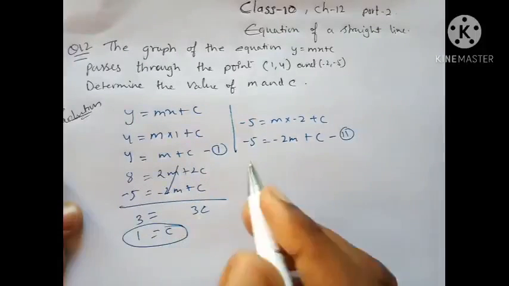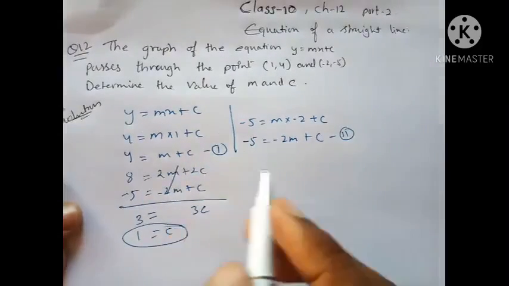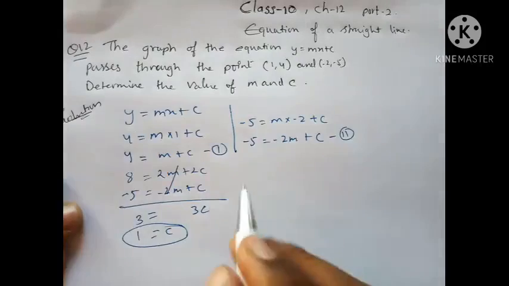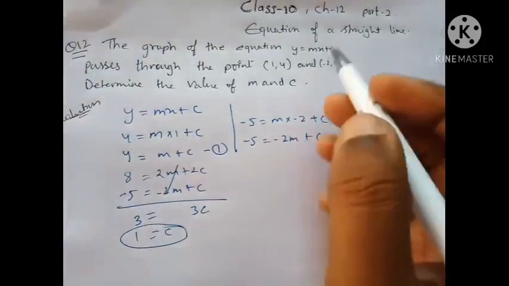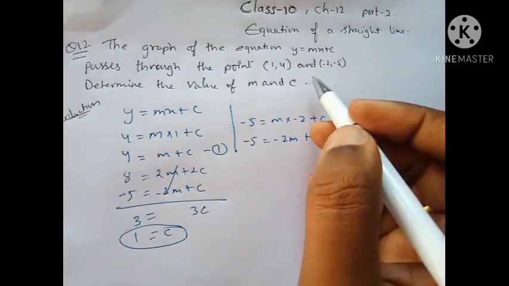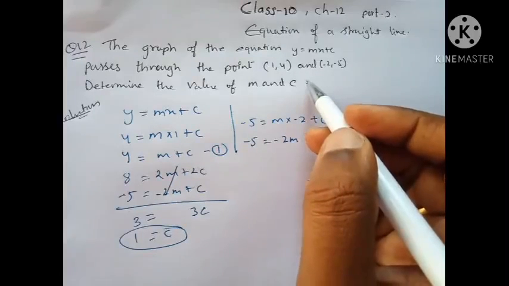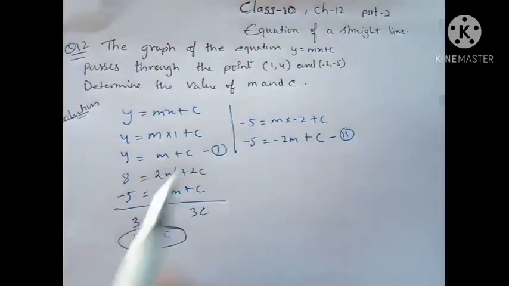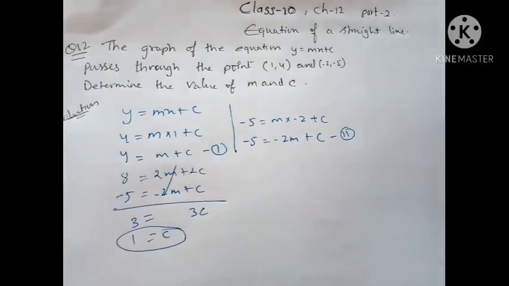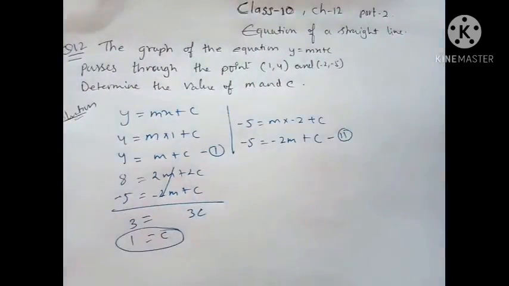If you got the value of c, you can put the value back in one of the equations and you'll get the value of m as well. That's how you solve this question, because you can't use the two-point formula, y minus y1 equals y2 minus y1 upon x2 minus x1, where two points are given. You can't use that formula because they've already given a formula for this question.